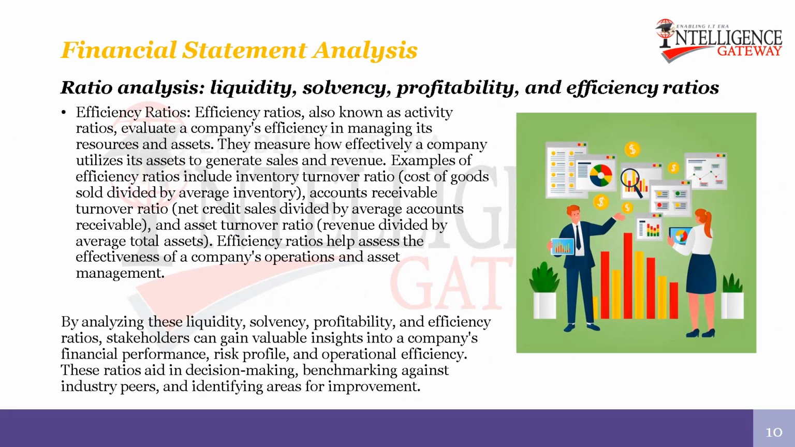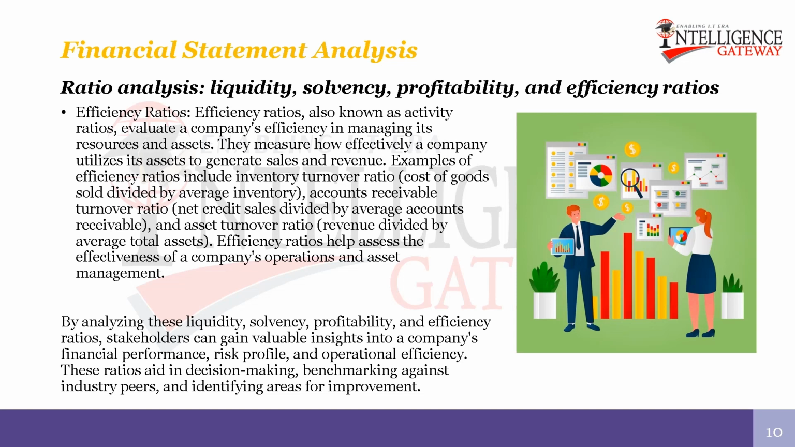Efficiency ratios. Efficiency ratios, also known as activity ratios, evaluate a company's efficiency in managing its resources and assets. They measure how effectively a company utilizes its assets to generate sales and revenue. Examples of efficiency ratios include inventory turnover ratio, cost of goods sold divided by average inventory; accounts receivable turnover ratio, net credit sales divided by average accounts receivable; and asset turnover ratio, revenue divided by average total assets.